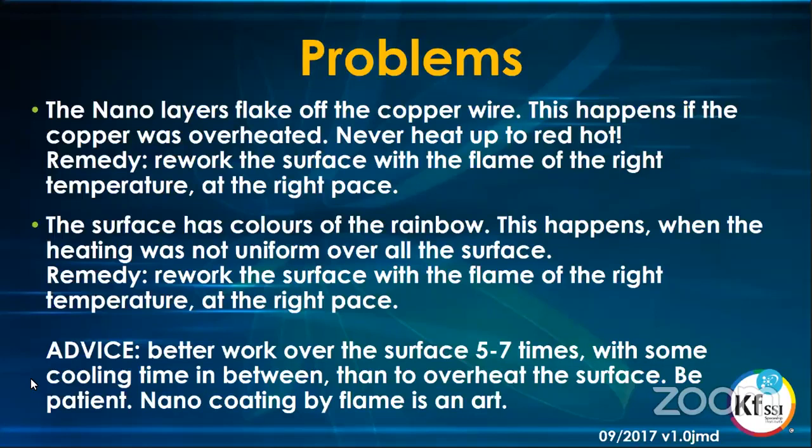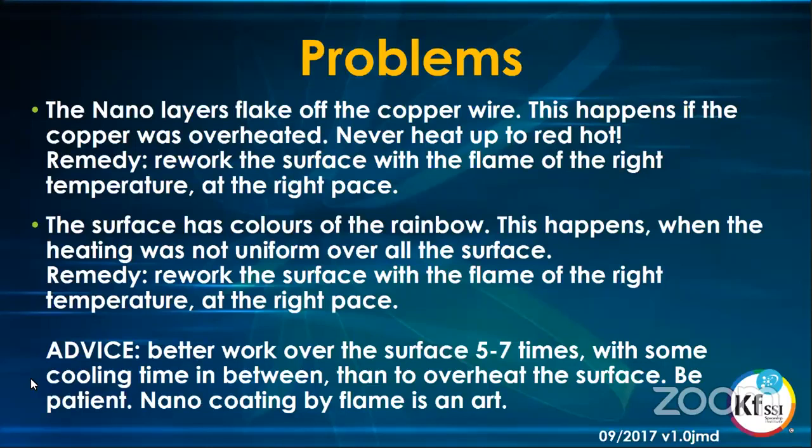So there is a remedy for it. You can rework the surface later with the flame at the right temperature, at the right pace, the right speed. Another thing which may happen is that the surface is not uniform, but after you nanocoat it, it has many colors of the rainbow. This happens when the heating was not uniform over all the surface. So as a remedy, you can rework the surface with the flame, again at the right temperature, at the right pace.